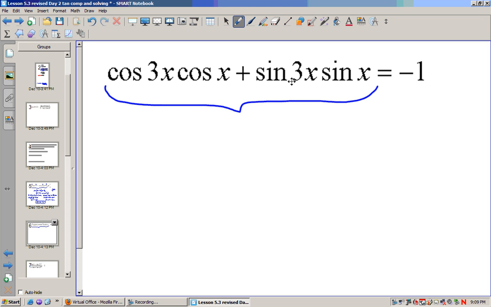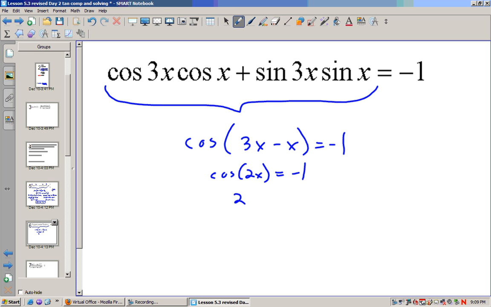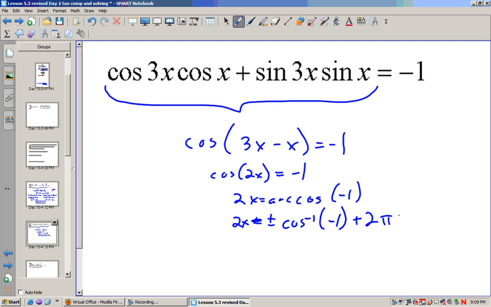Now this is cosine, cosine, sine, sine, so this is a cosine of 3x minus x equals -1. 3x minus x is going to be 2x. Now I take the arc cosine of both sides, which the arc cosine is just plus or minus the inverse cosine plus 2 pi n. Notice how we're in radians with the x.